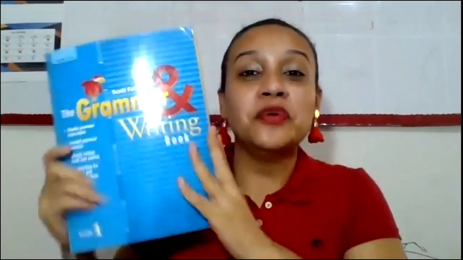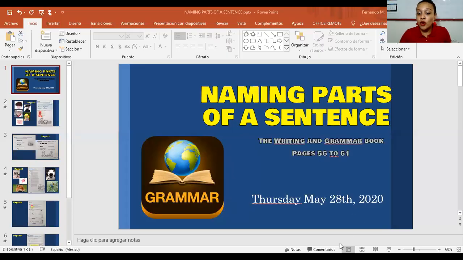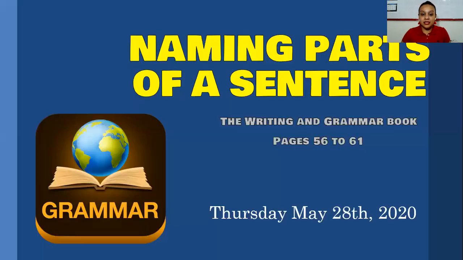Excellent. Well, today we're going to use this book, the Grammar and the Writing book. And today we have a special topic, very important: naming parts of a sentence. Naming parts of a sentence. And as I told you, we are going to use this book, the Grammar and the Writing book. And please open your books to page 56, and all the content will be in pages 56 to 61.